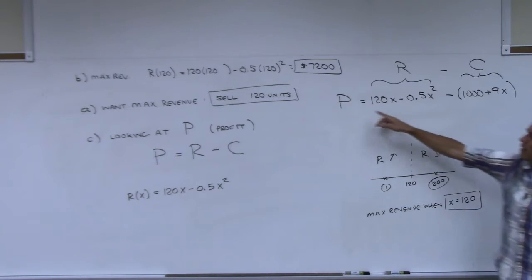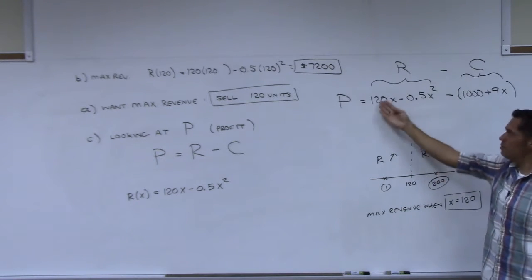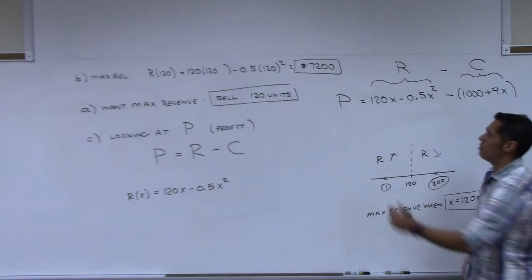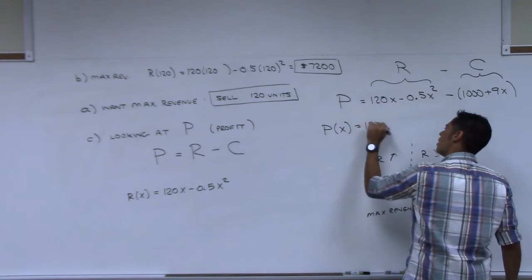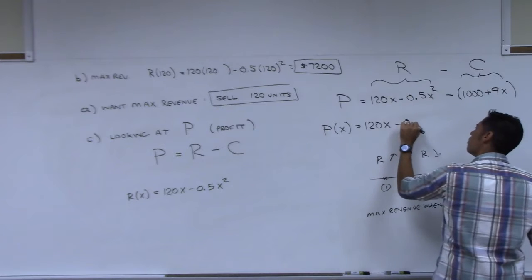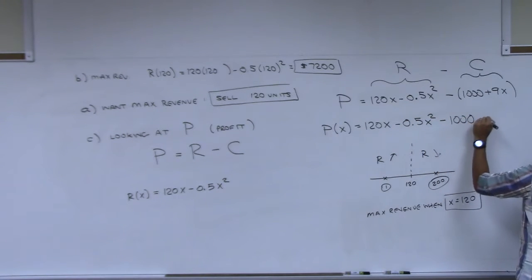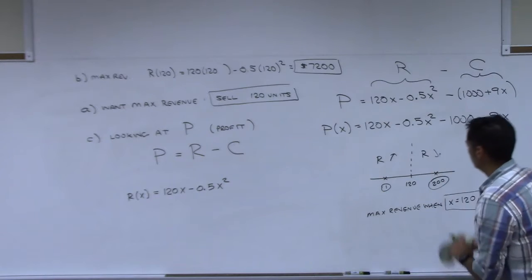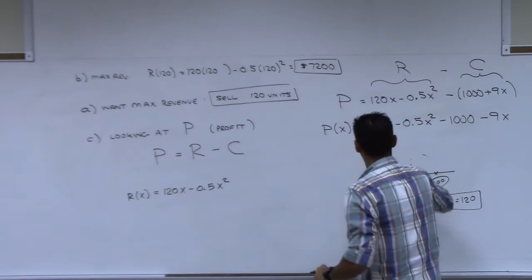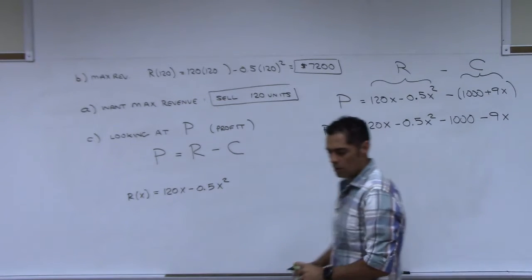And isn't my profit going to have just one variable in it, just x? Right? There's only x's in here. So I'm going to write P of x equals 120x minus 0.5x squared minus 1,000 minus 9x. So I went ahead and distributed the negative through to both of those. Questions?